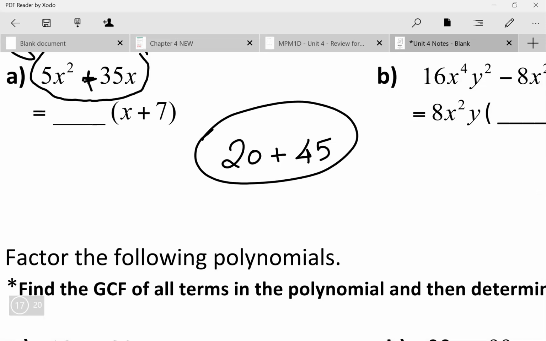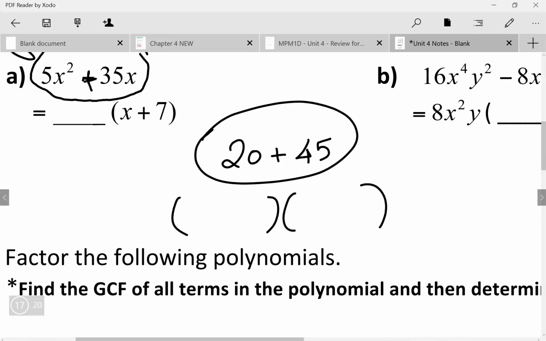of greatest common factor. So again, I want something that looks like two brackets, and the first bracket, the monomial, is always going to be my greatest common factor. This is always going to be a rule in factoring. So the first bracket has to be my greatest common factor. So what is my greatest common factor? Again, start with the factors of the lowest number.